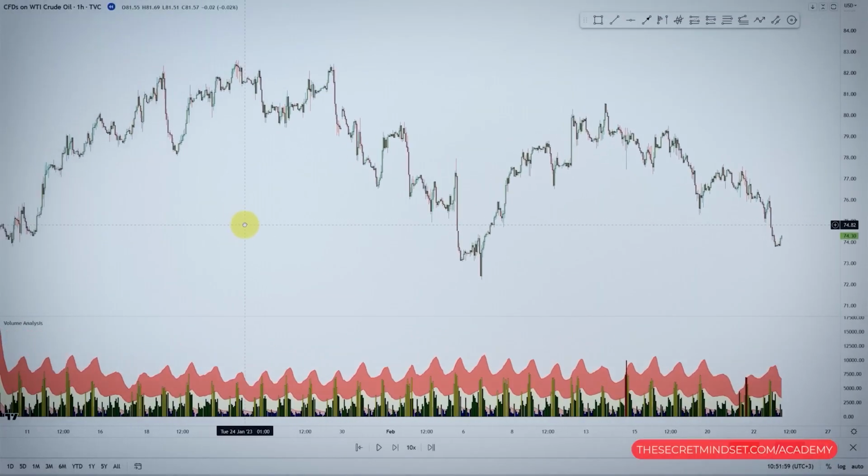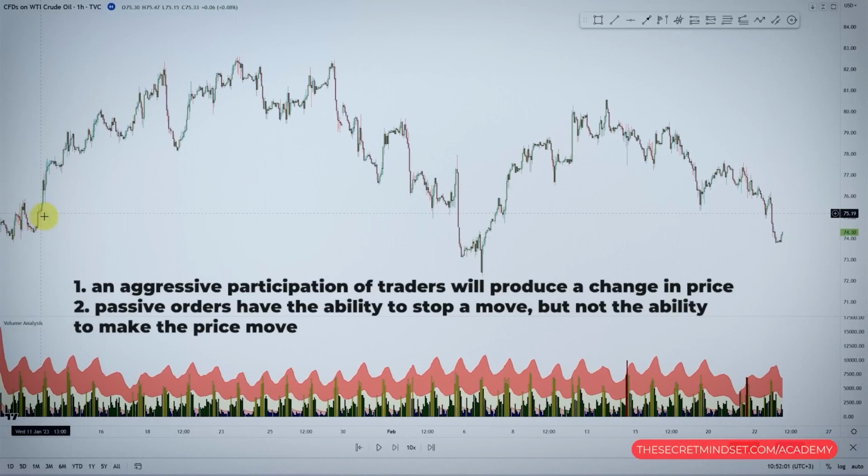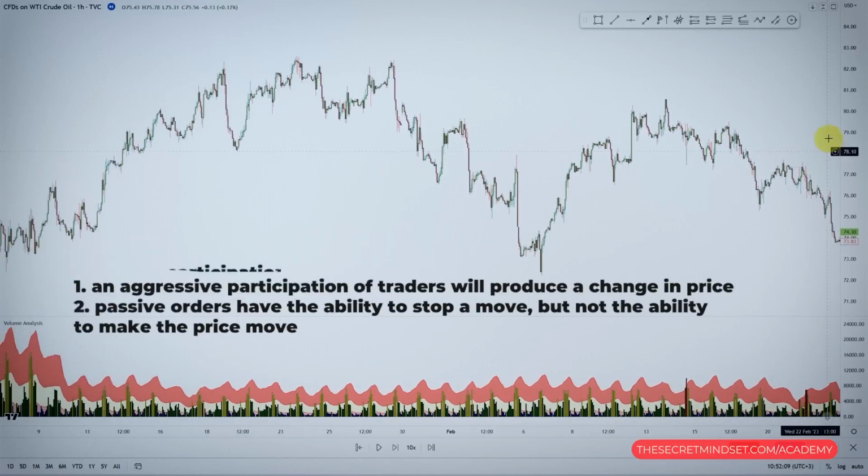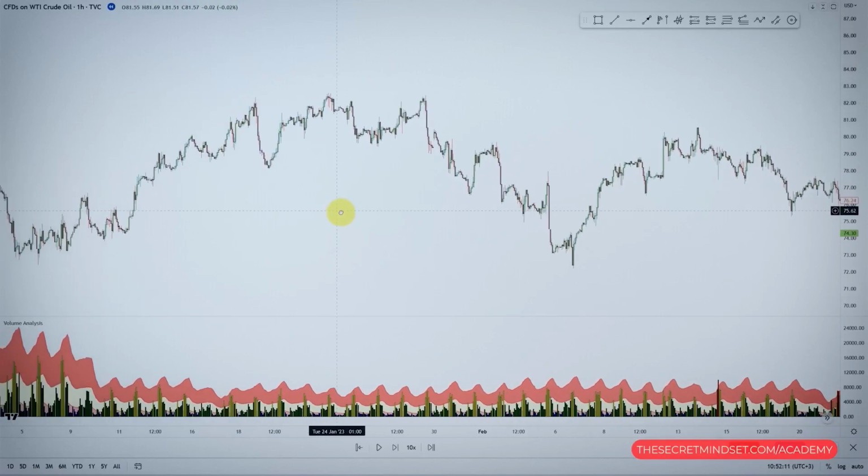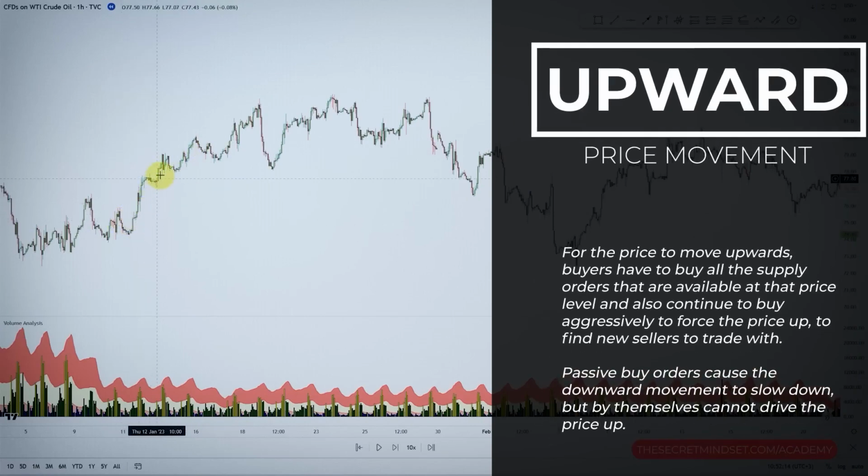The main point is, an aggressive participation of traders will produce a change in price. Passive orders have the ability to stop a move, but not the ability to make the price move. For the price to move upwards, buyers have to buy all the supply orders that are available at that price level, and also continue to buy aggressively to force the price up, to find new sellers to trade with. Passive buy orders cause the downward movement to slow down, but by themselves cannot drive the price up.